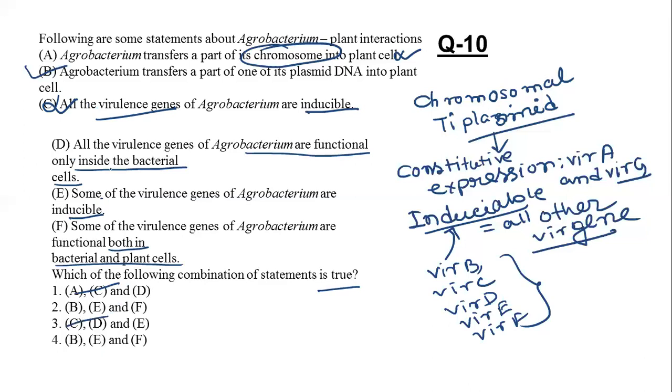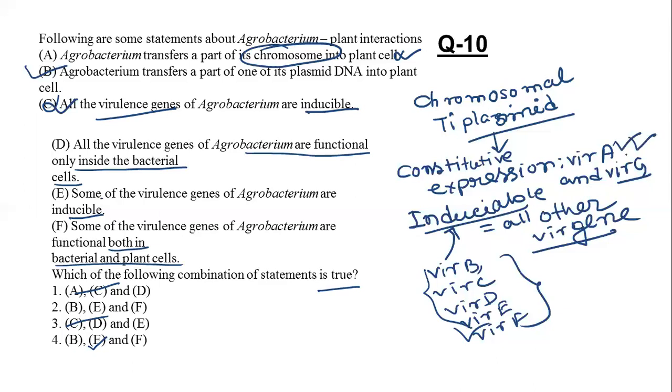Now see that B is correct. Do all the virulence genes of the bacterium function only inside the bacterial cells? No, so D is also wrong. Some of the virulence genes of Agrobacterium are inducible. Yes, some genes are inducible and some genes are constitutively expressed.